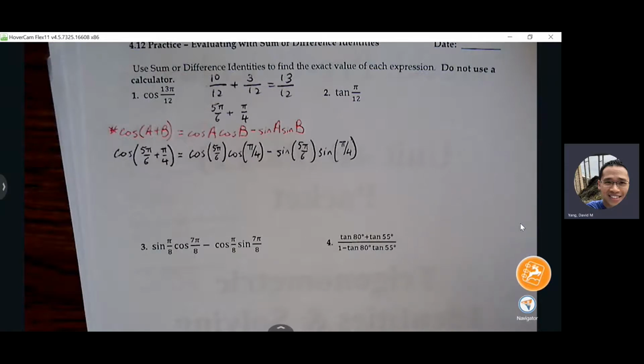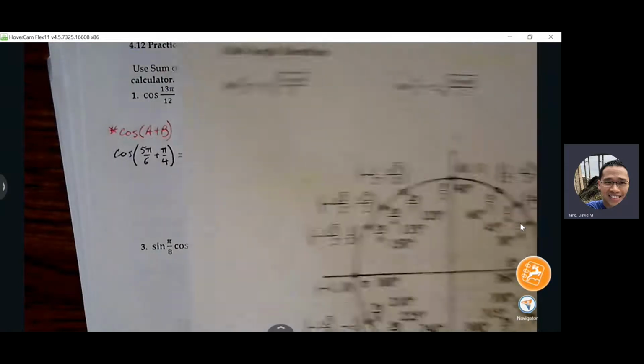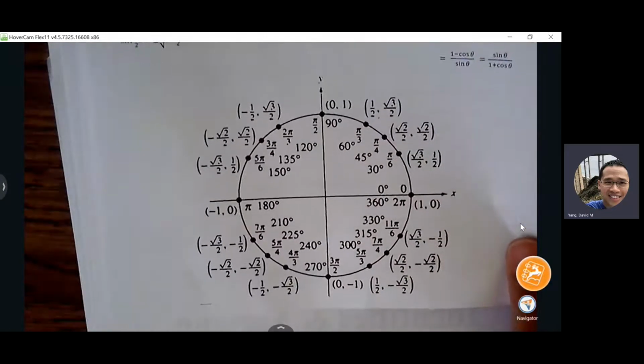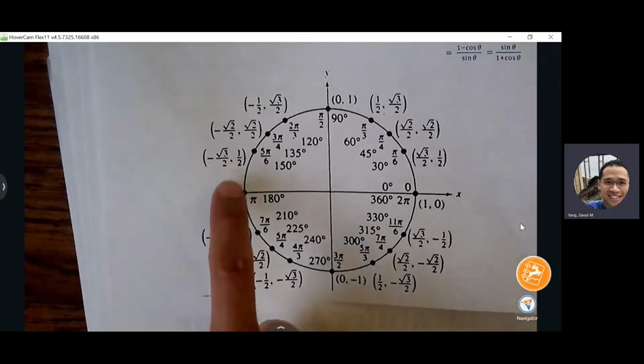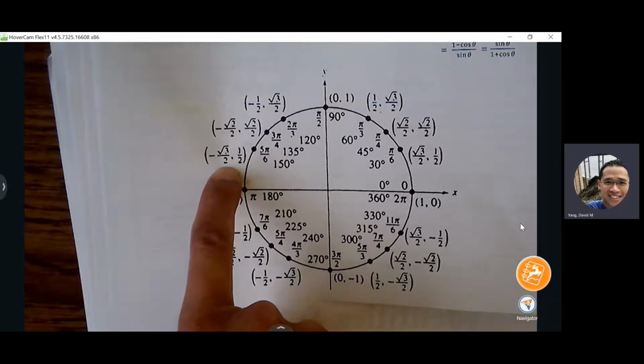All right, look on your unit circle. What's cosine of 5π/6? Remember, the x value is the cosine, the y value is the sine. All right, -√3/2.